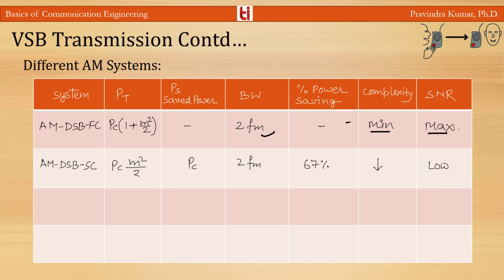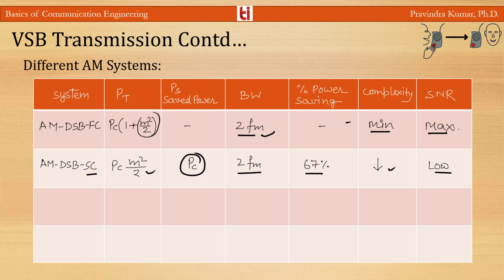Another is DSB SC, carrier suppressed. If we suppress the carrier, then we will have only Pc m square by 2 as transmitted power, and there is a saving of power, that is Pc. The bandwidth is similar to the bandwidth of the full carrier. The saving in the power is 67 percent, complexity is less, and the SNR is low in this case.